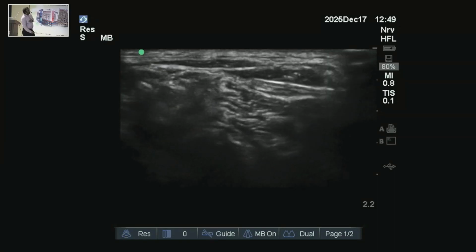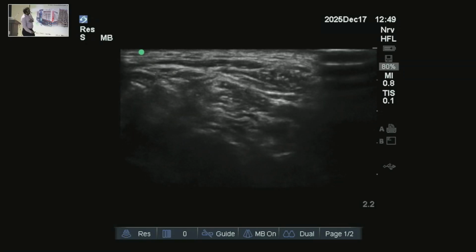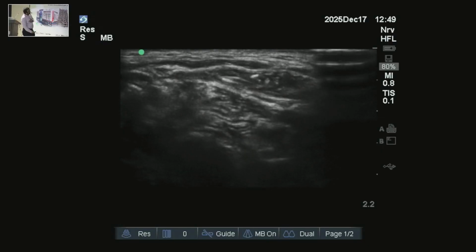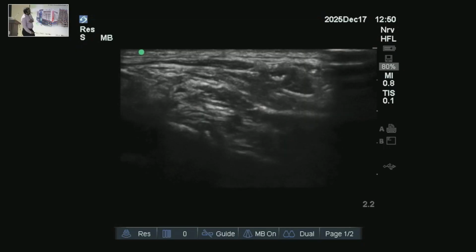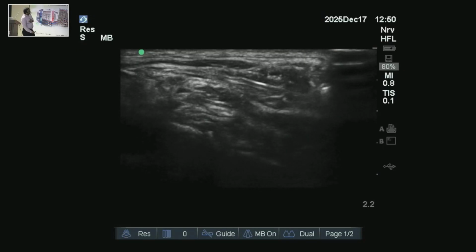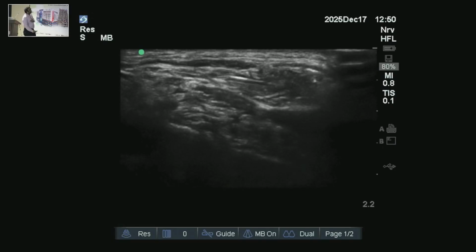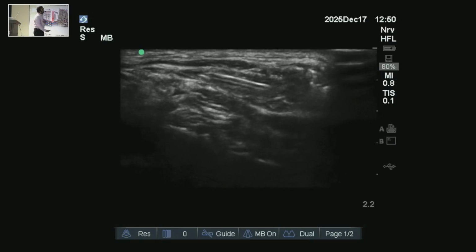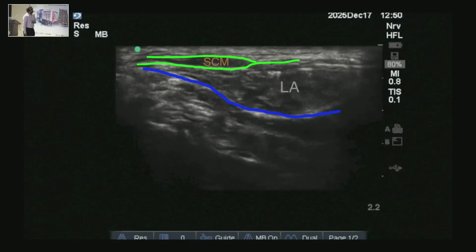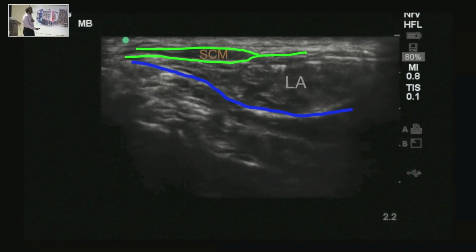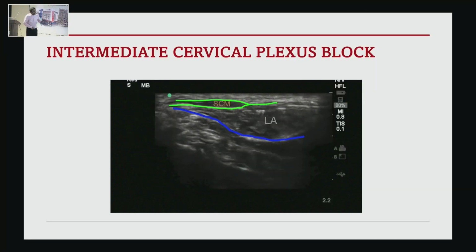As I give 2 to 3 ml, you can see the space between the investing layer and the prevertebral fascia opens up. This is the scalene muscle, which is covered by the prevertebral fascia, and this is the investing layer of deep cervical fascia. About 3 to 5 ml of local anesthetic is injected between these to block the superficial cervical plexus. So this is the intermediate approach to the superficial cervical plexus.